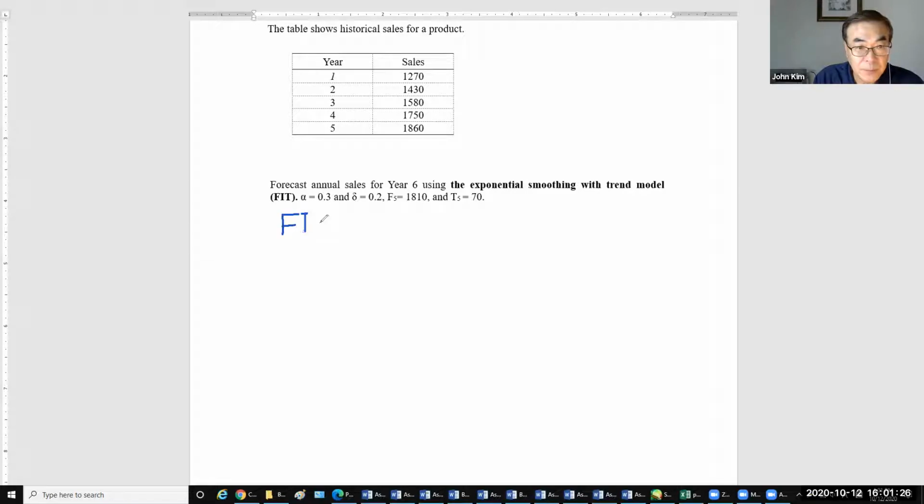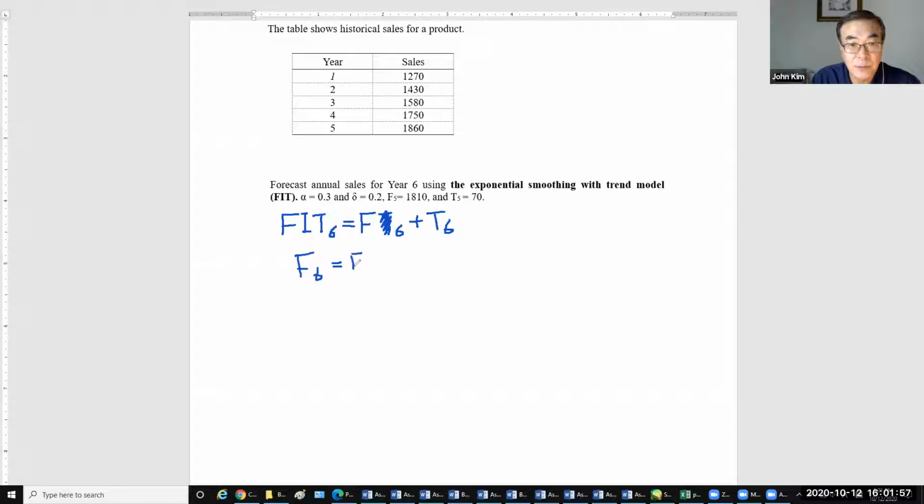FIT term 6 equals F term 6 plus T6. Actually not T, F6, T6.